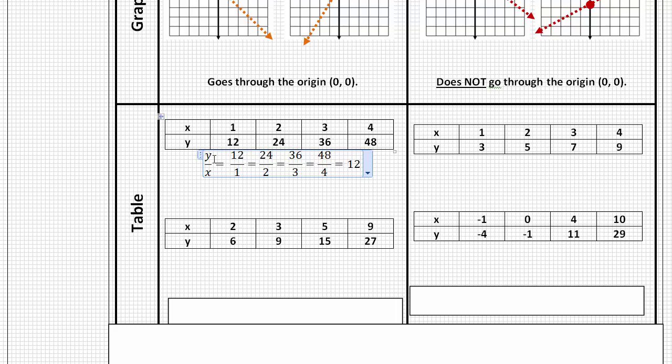So go ahead and see, can you find these patterns? What happens when we compare the y value to the x value as a ratio for these other 3 tables?